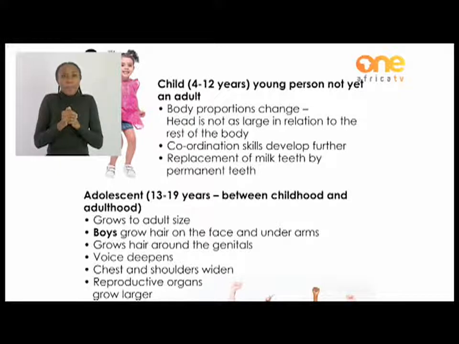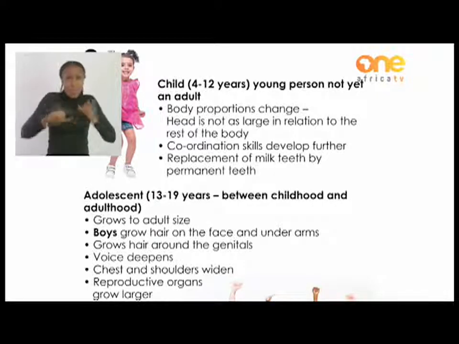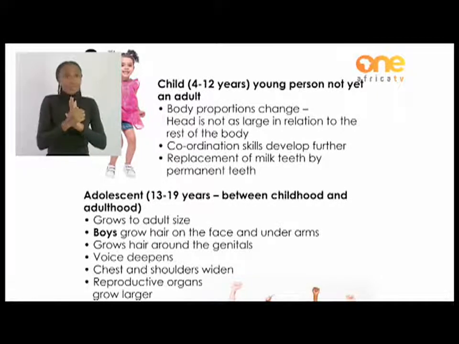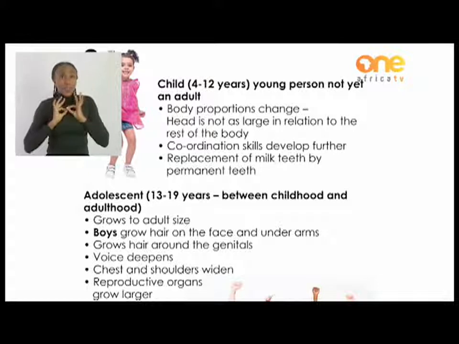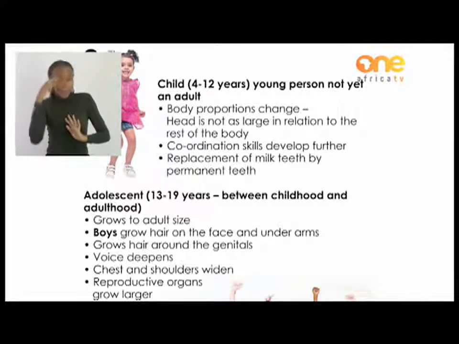Their coordination skills develop further. So here is where you find a lot of them, they try to have their own favorite sport codes. This is where now they develop some of the skills. They become masters of some skills. They name themselves after celebrities because of what they like doing.